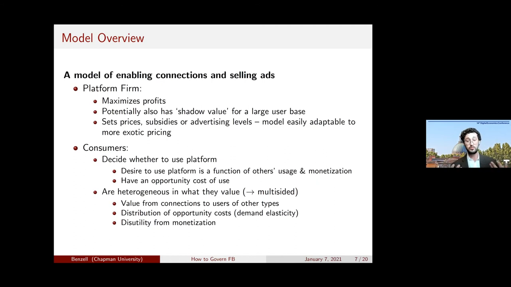And then you've got the consumers. The consumers have to make a decision about whether or not to use the product. The consumers are heterogeneous, which is why we call this a multi-sided platform, building on Jean Tirole and all that great stuff, because each different demographic group of users, or whichever group that Facebook is price discriminating against, is going to create different network effects for every other side.